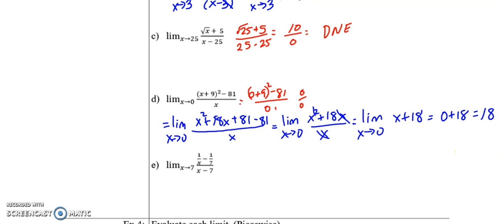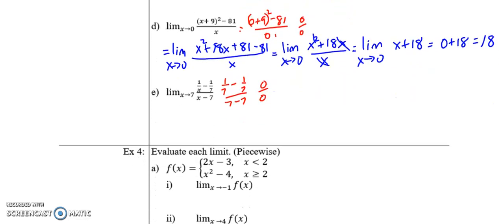How about e? Same thing. If we try direct substitution first, 0 over 0. Yeah, I set that up. So now simplifying. So notice, complex number, complex fraction here.